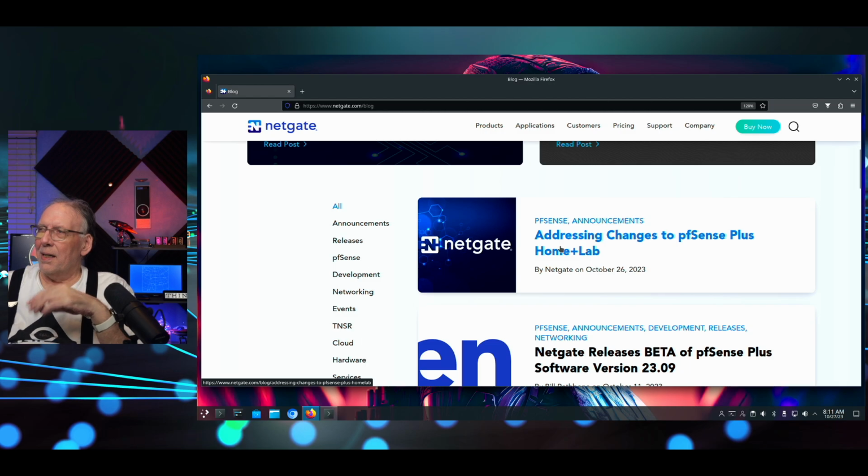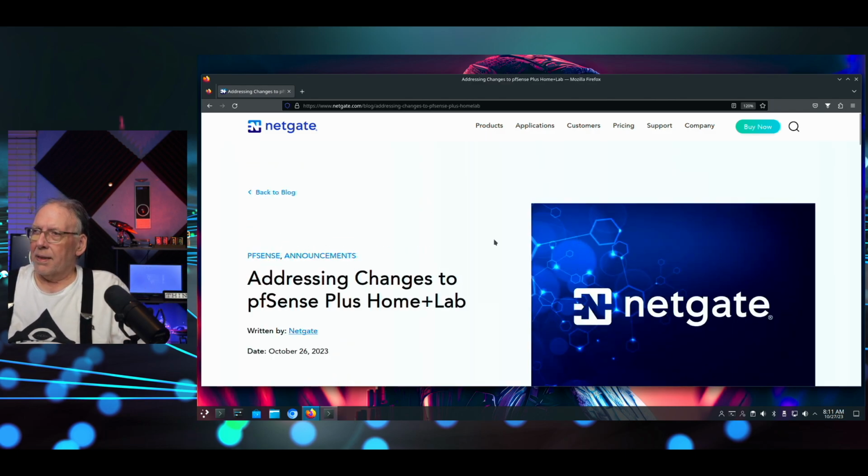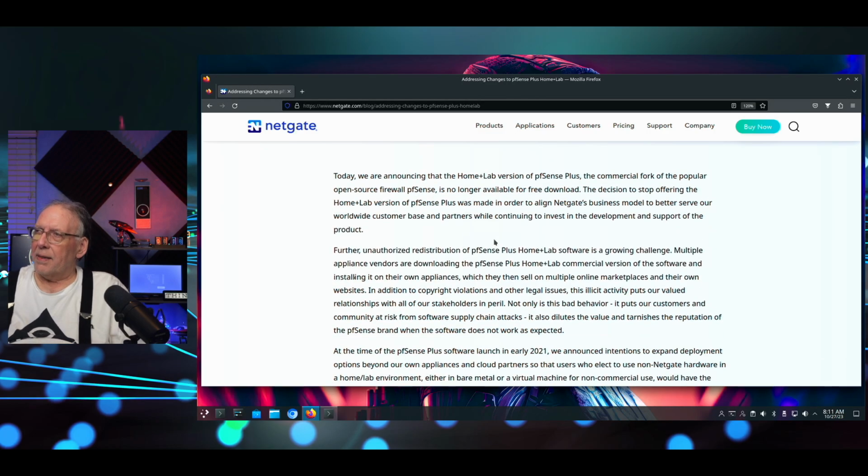And here you'll see addressing changes. Now, this came out on the 25th, and it looks like they updated it yesterday. So let's just take a look and see what they have to say here. So it says that they're announcing that the Home+Lab version of pfSense Plus, which was free, by the way, is the commercial fork of their open source software. pfSense Community Edition is what they call their free and open source software.